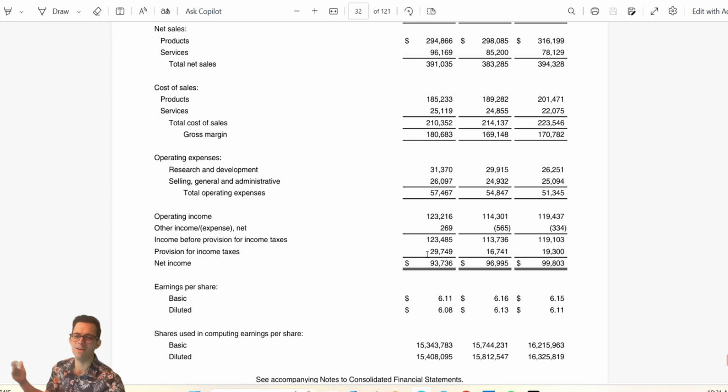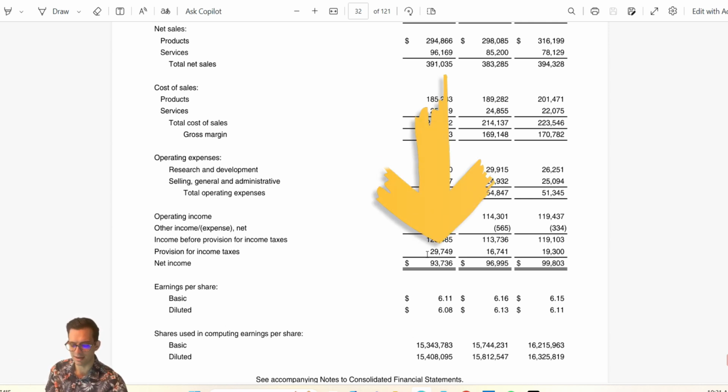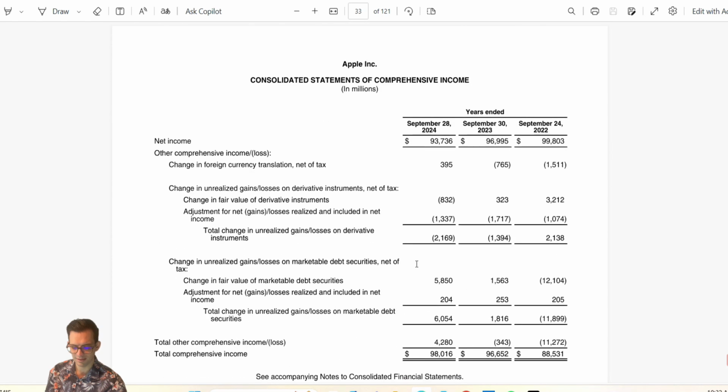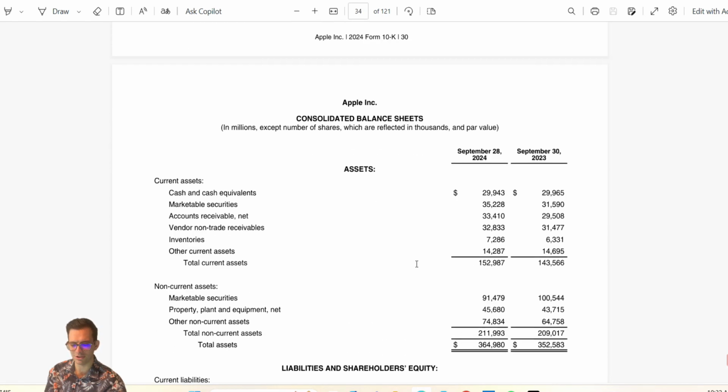And then at the very bottom is their net income, which is going to be $93 billion. So they made $93 billion total throughout the entire organization for the year. Then we're going to go ahead and scroll on down and take a look at their balance sheet.